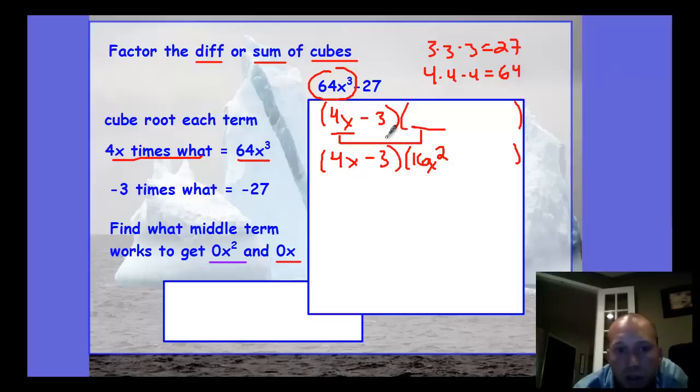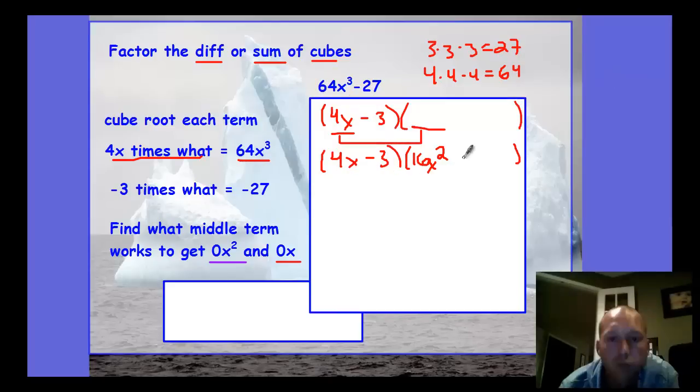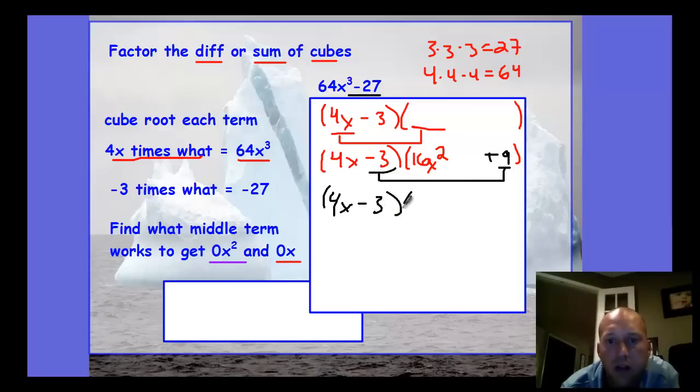The next thing I want to look at is the negative 3 multiplied to this last term here. This constant should equal this negative 27. So negative 3 times a positive 9 is going to give me the negative 27. So let's rewrite that with our positive 9 in it. And so we're finding the pieces to the puzzle here. We still have this open piece, but we have the plus 9 now.